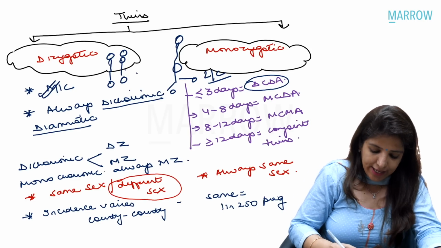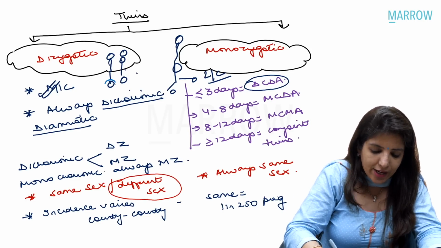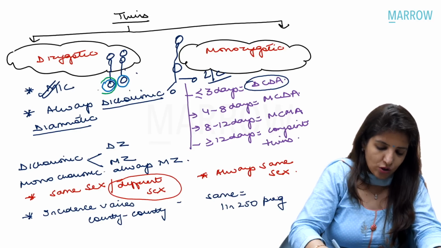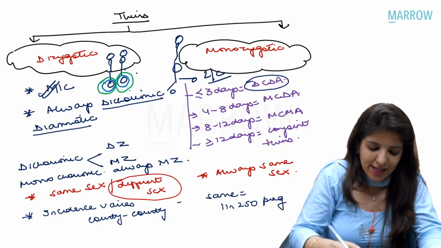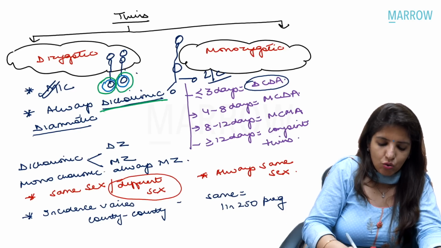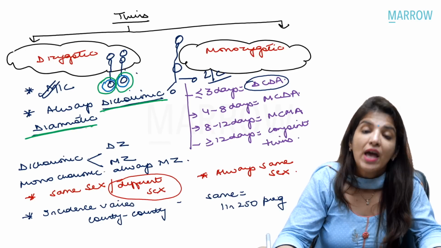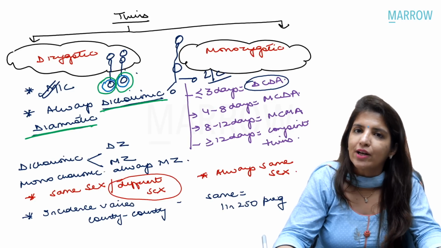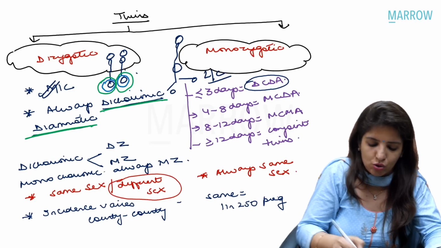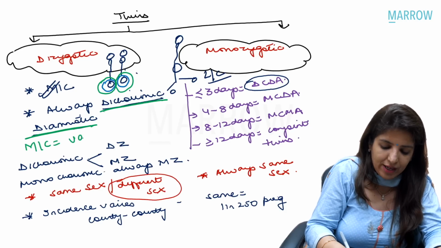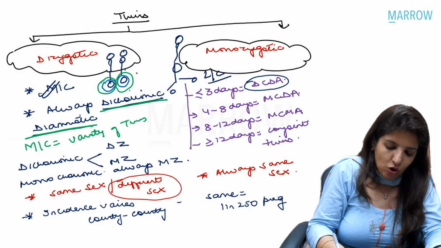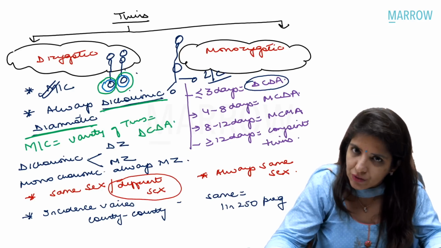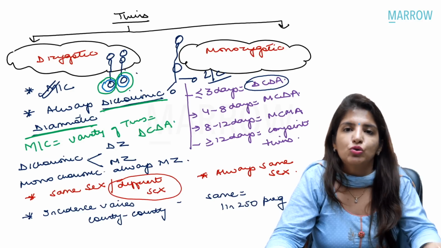Now, in case of dizygotic twins, each zygote will form its own amnion and its own chorion. So, dizygotic twins are always dichorionic, diamniotic. Now, I am telling you that the most common variety of twins is dizygotic, and dizygotic are always dichorionic, diamniotic. So, if I ask you which is the most common variety of twins, you will always say dichorionic, diamniotic, right? But this is not the case with monozygotic twins.